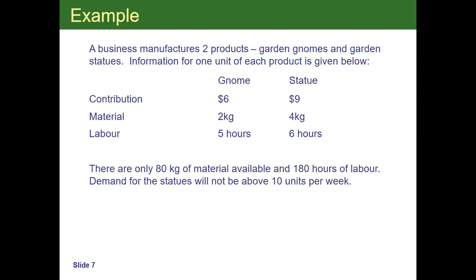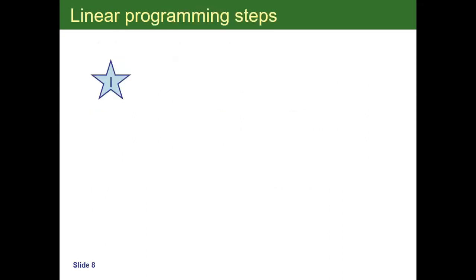Now, using these available resources, 80 kilogram of material and 180 hours of labor, and keeping in mind that statues you can only sell maximum 10. Maybe you are making more profit from statue, but you cannot sell more than 10 statues per week. So under this scenario, we have to find out what is our maximum contribution. So linear programming steps you need to remember. These are 6 or 7 steps. Every time you will follow the same steps.